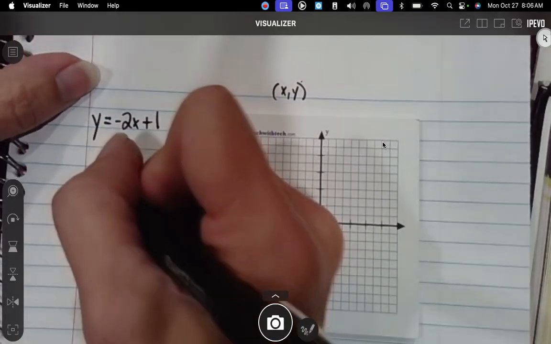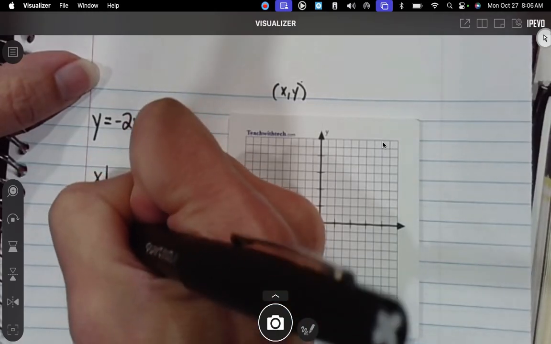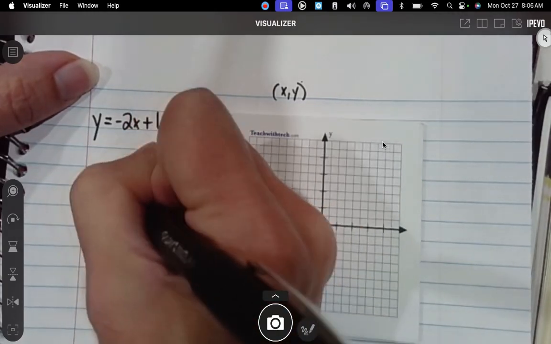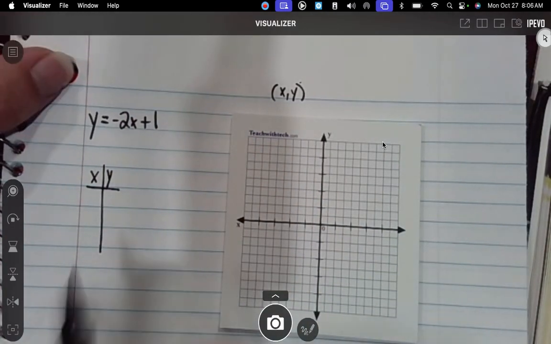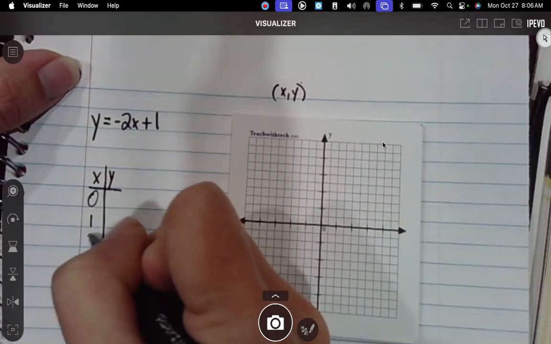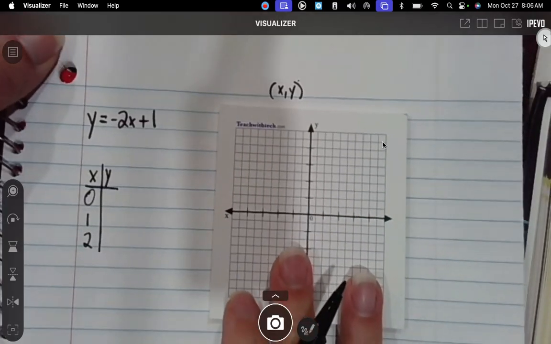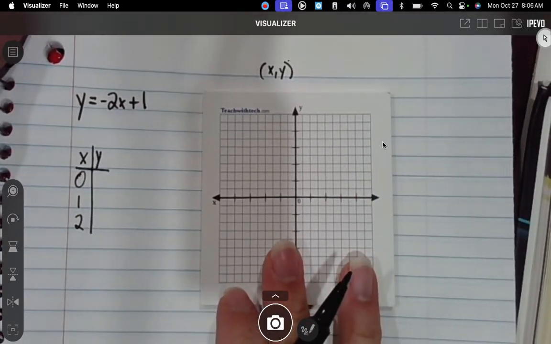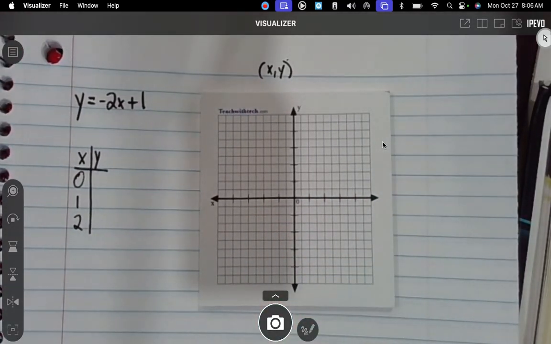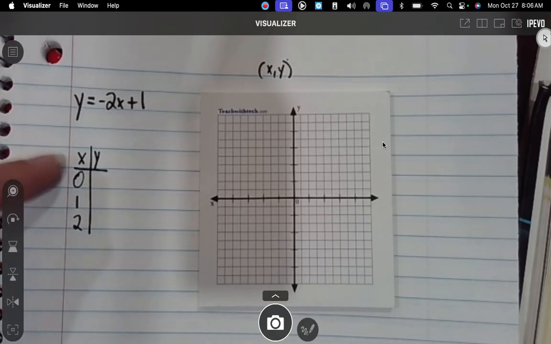Okay? So I'm going to make a little table. We had tables last week. And I'm going to pick 3 numbers for x. I'm going to pick 0, 1, 2. Is everybody okay with that? It doesn't matter. You could pick 1, 2, 3. You could pick -3, -2, -1 if you like negatives. All right? Whatever your 3 numbers are, put them right here.